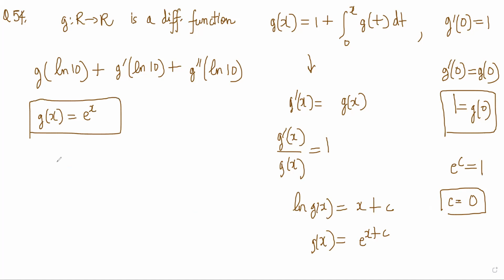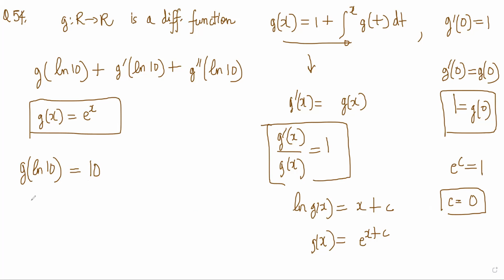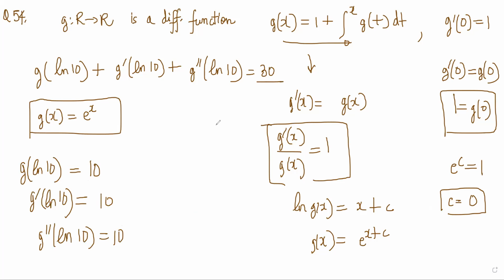We found the function here. This was simply one differentiation and then solving this differential equation, which was by simple integration. Now g of ln 10 is equal to e power ln 10, which is 10, and g dash ln 10 will also be e power ln 10, which is 10, and g double dash ln 10 will also be equal to 10. So the answer here will be 30, right? Okay. Now let's move on to the next one.